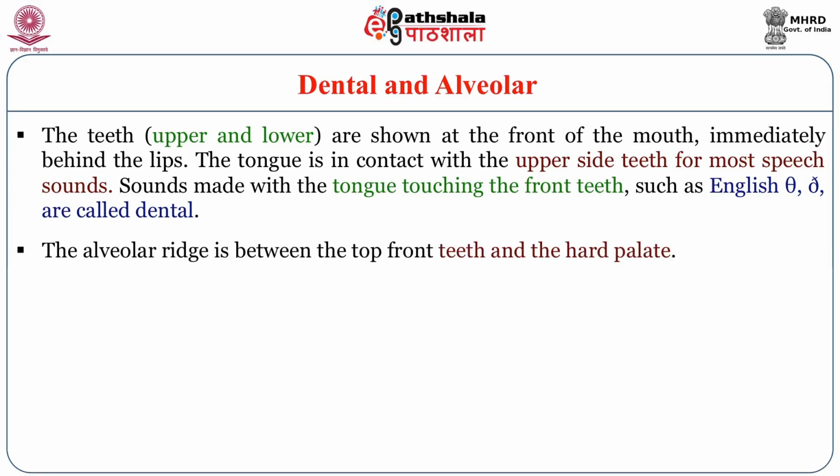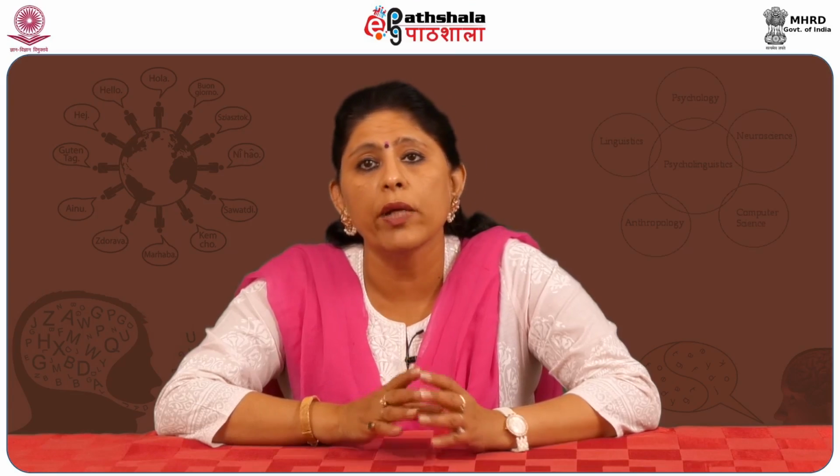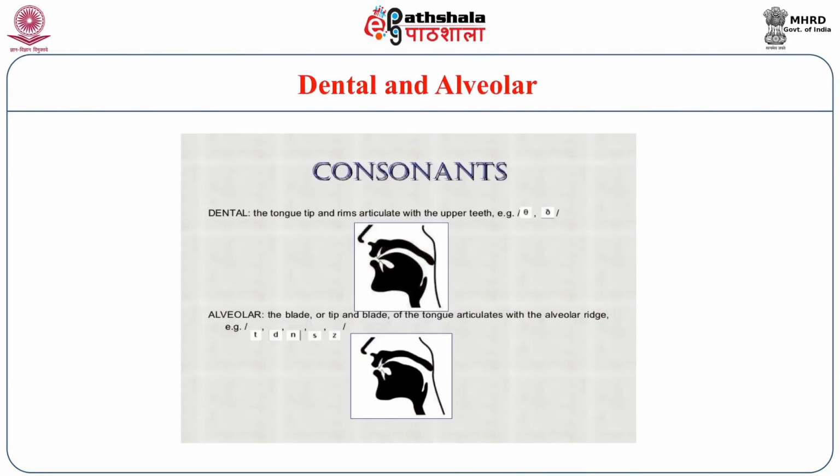The alveolar ridge is between the top front teeth and the hard palate. This is the hard palate. Its shape can be felt with the tongue. It cannot be shown, but can be felt by you. These can only be seen by dentists with the help of a very small mirror used by them. Sounds made with the tongue touching here, such as t, d, n, are called alveolar. You speak t. Now see where your tongue goes, to the hard palate. T, d, n. So you can understand which organs I am talking about. You can see these images. What I told you, you can just feel with these images.